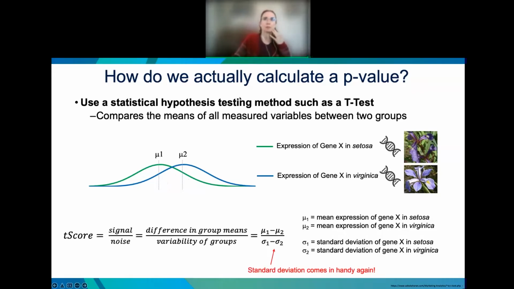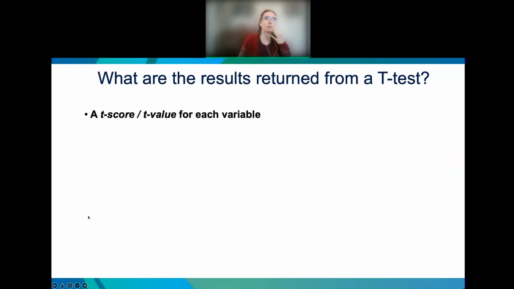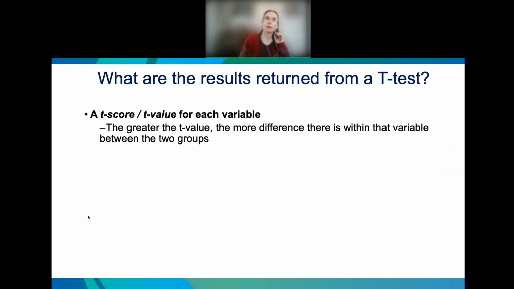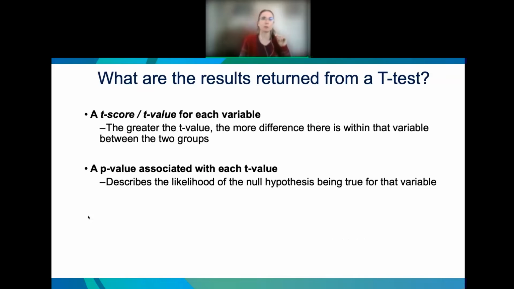So after calculating the t-score, for a t-test anyway, the greater the t-value, the more difference there is within that variable between the two groups. And we also get a p-value associated with each t-value, which describes the likelihood of the null hypothesis being true for that variable. So here the null hypothesis would be there is no significant difference between these two genes.